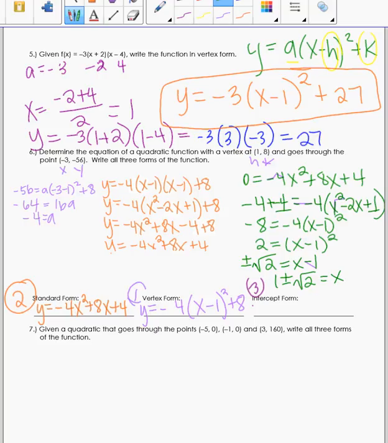So you guys, this is how you're going to write this. You have y equals negative 4 stays the same. That's still your a value. Normally, if your x-intercepts are like 4 and 7, you would do x minus 4 and x minus 7, right? Here, you're going to do x minus 1 plus the square root of 2. That's one of your x-intercepts. And x minus 1 minus the square root of 2. So it's ugly, but it's okay.